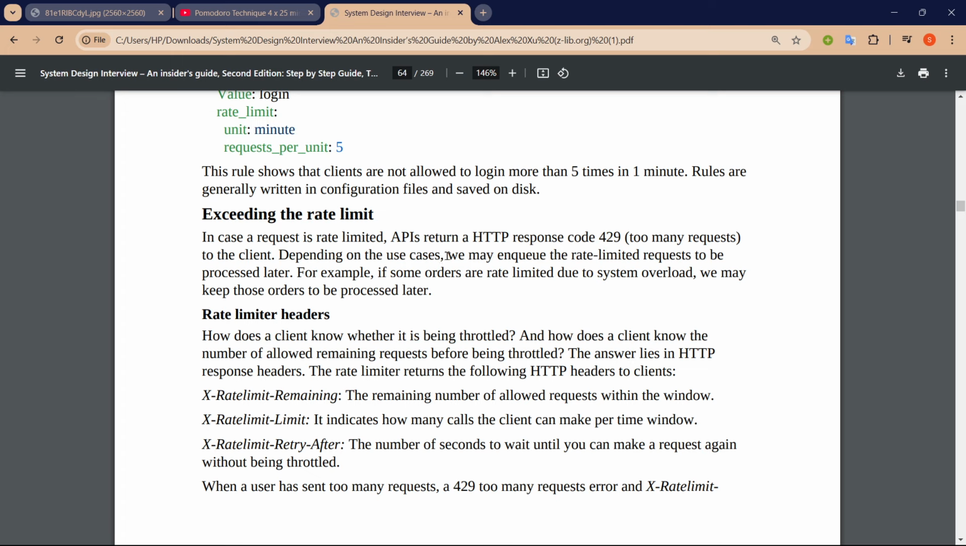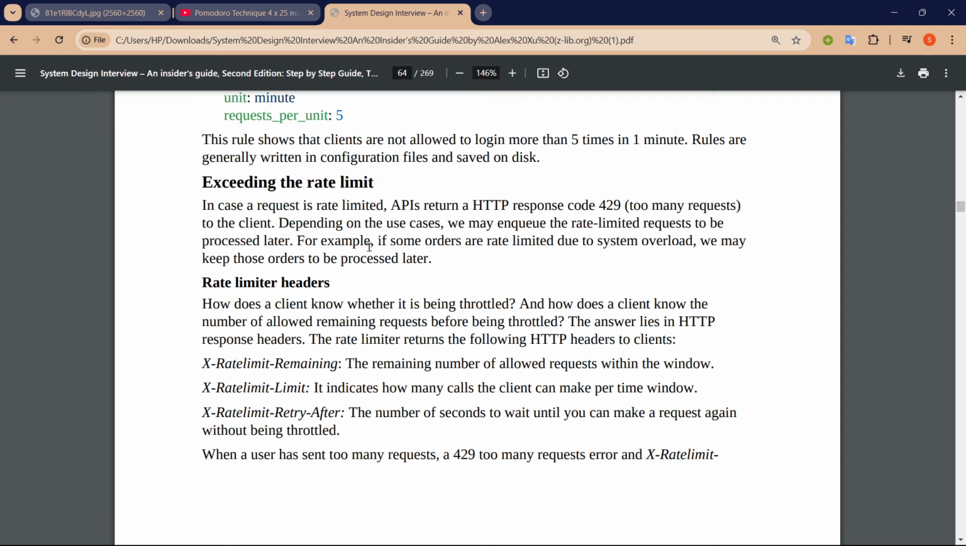Depending on the use cases, we may enqueue the rate limited request to be processed later. For example, if some orders are rate limited due to system overload, we may keep those queued. ठीक है. Rate limiter headers. How does a client know whether it is being throttled? And how does a client know the number of allowed remaining requests before being throttled? The answer lies in the HTTP response headers.